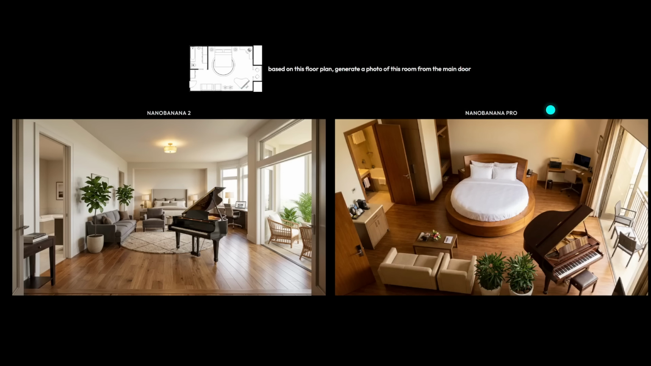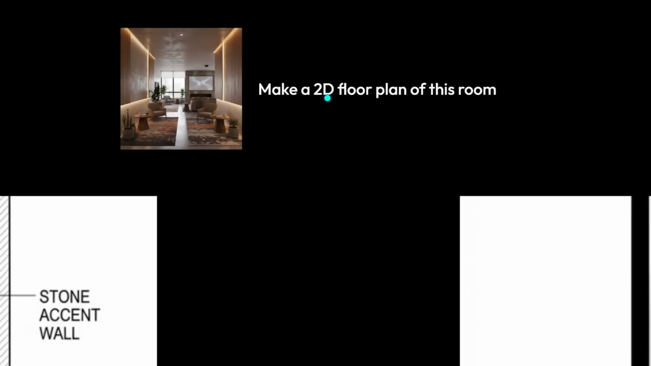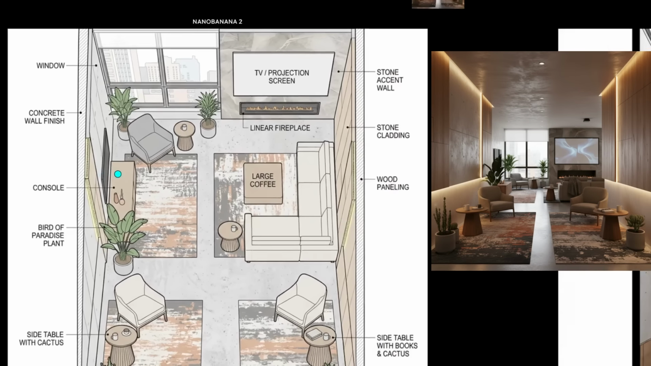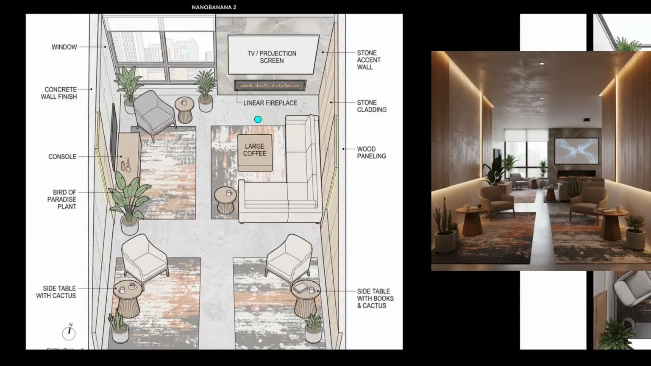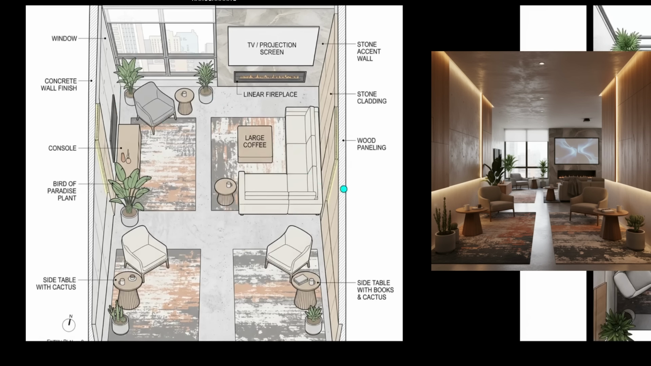So in terms of having fewer errors, I would have to give the point to Nanobanana Pro. Now here's a test on the reverse. Here I got it to make a 2D floor plan of this room, and then I uploaded this image. Here's what I got from Nanobanana 2, and everything looks pretty good. The configurations of the plants and the sofas, plus the TV screen, everything looks correct to me.